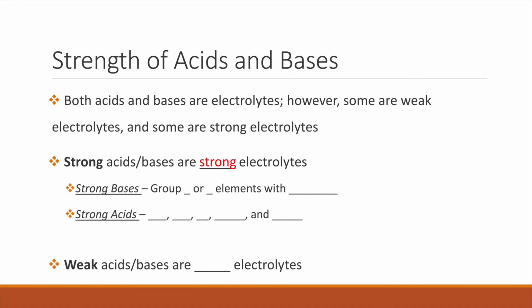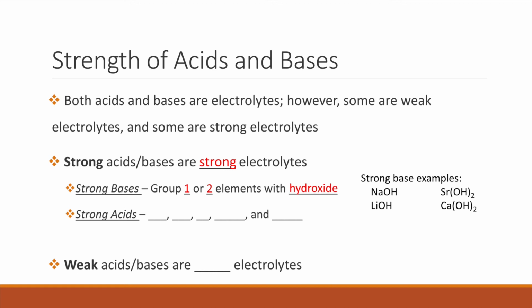They dissociate completely. There are very specific compounds that are strong acids and bases. Your strong bases are any group 1 or 2 element with hydroxide. So here are some examples. Sodium hydroxide and lithium hydroxide. Those are both group 1 elements with hydroxide. They're strong bases. On the other side, we've got strontium and calcium hydroxide. Right? Those are both group 2 elements with hydroxide. All of those and all of the elements in those families create strong bases.